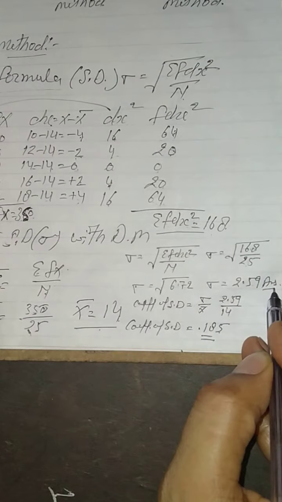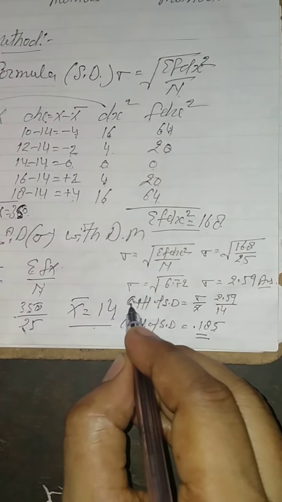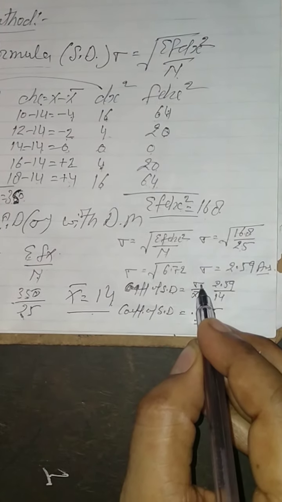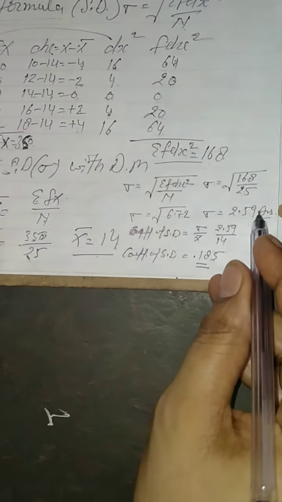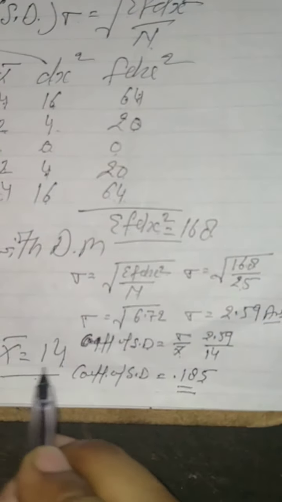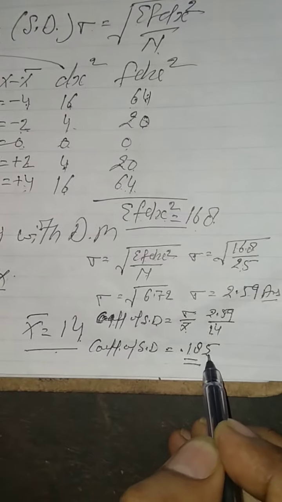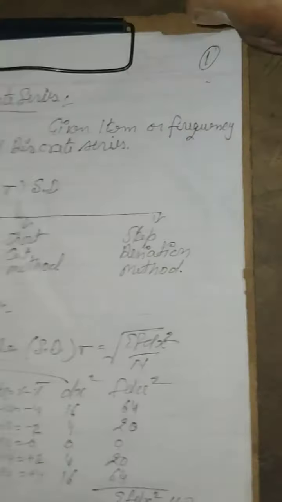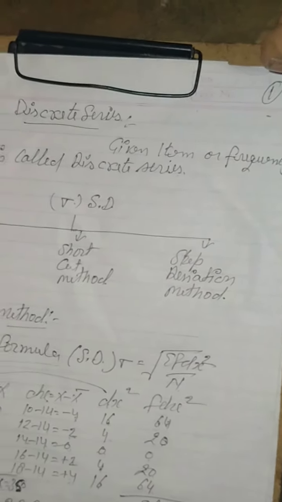After that we will find the coefficient of standard deviation. The formula is standard deviation divided by mean. So standard deviation 2.59 and mean 14, divided, will be equal to 0.185. That's your answer. So dear students, that's standard deviation under discrete series with the help of the direct method.